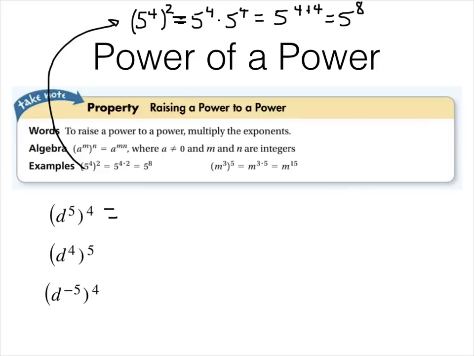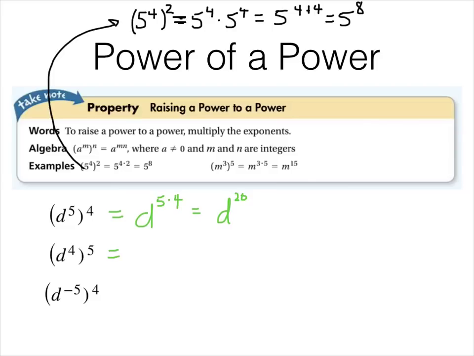Oh, I don't want to use that color. Let's switch colors to another one. Try them yourself if you want, so go ahead and pause it, or I'll go ahead and write them out. Use green. D to the 5th raised to the 4th is D to the 5 times 4, or D to the 20th.